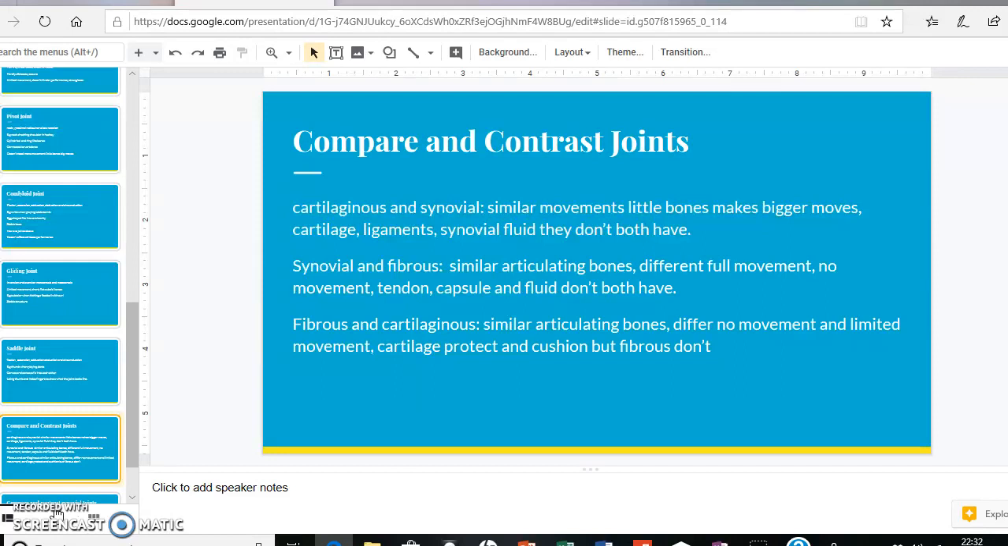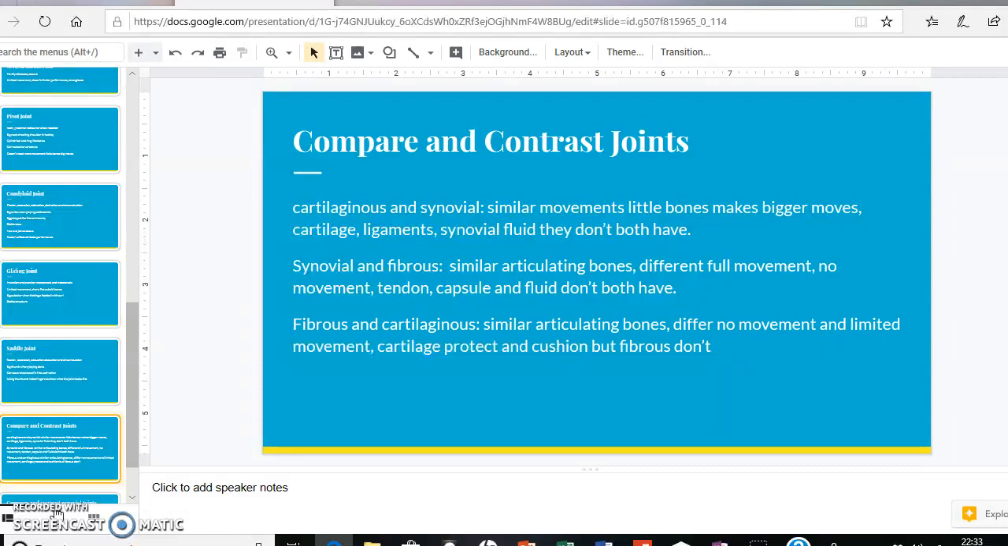Synovial and cartilaginous joints are the most movable and slightly movable joints, so can do similar movements. This is because the vertebrae can make lots of little movements to make a big one, and the ankle has lots of smaller bones making bigger movements. They also both have cartilage that acts as a shock absorber and prevents friction, whilst ligaments hold the joint together. They are different because synovial joints have synovial fluid, a joint capsule, and tendons, whereas cartilaginous don't.